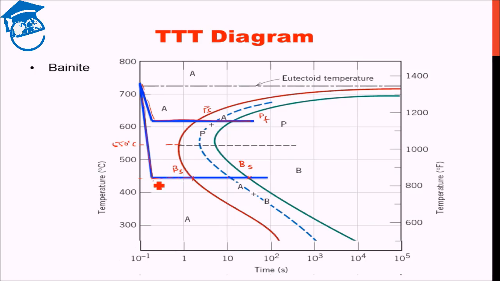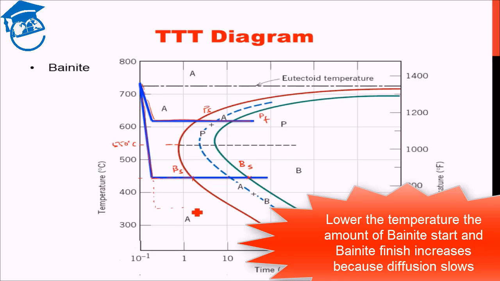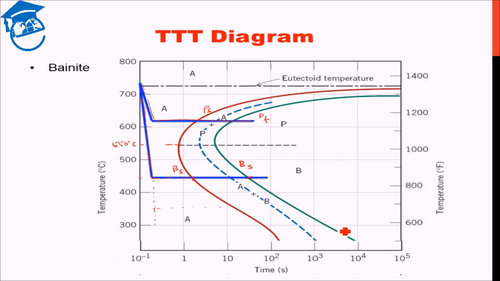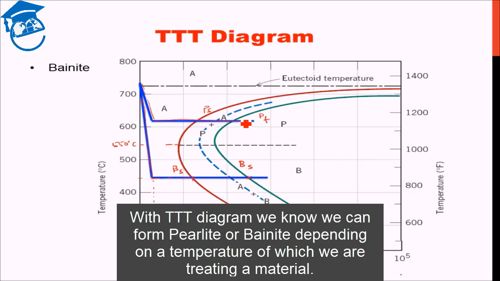So as we further lower the temperature, the amount of time required for bainite start and bainite finish keeps on increasing, because now the diffusion is really getting slowed down. At further lower temperatures, further more time is required. So with this TTT diagram we see that we can form either pearlite or bainite depending on what temperature we are treating the material at. So this TTT diagram is very handy to understand the different heat treatment processes.